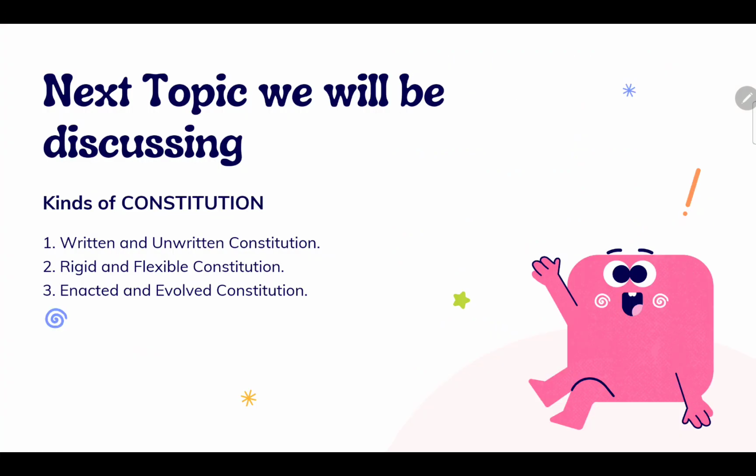This is it for today. In the next topic we will be discussing kinds of constitution, which is in your syllabus. In that we will be understanding written and unwritten constitution, rigid and flexible constitution, and enacted and evolved constitution. We will discuss this in the next video or next online class.